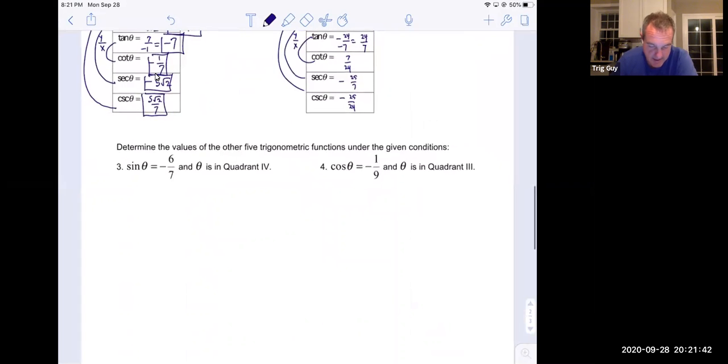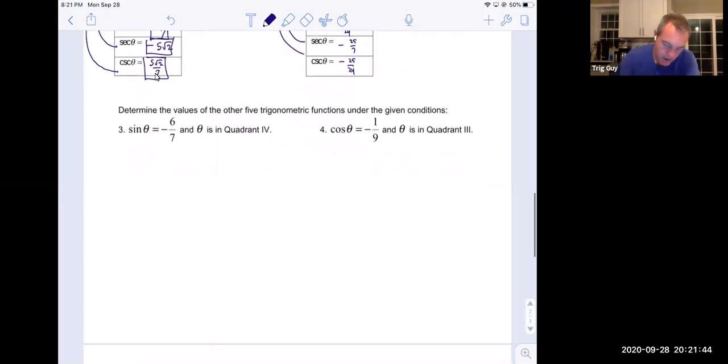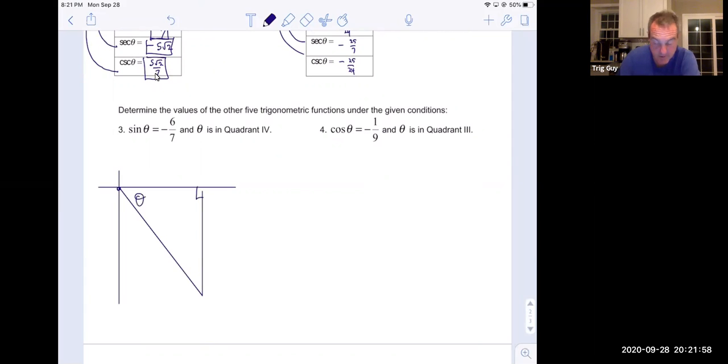So sine is -6/7 in quadrant 4. So here's a point where this time we gave you the trig value. You got to draw a reference triangle. So here we go. We're going to call this angle theta. We're in quadrant 4 in the lower right quadrant, right? Sine, remember you got to think of as y over r, right? So the y coordinate's -6. The radius is 7. If I do the Pythagorean theorem, I want to find x.